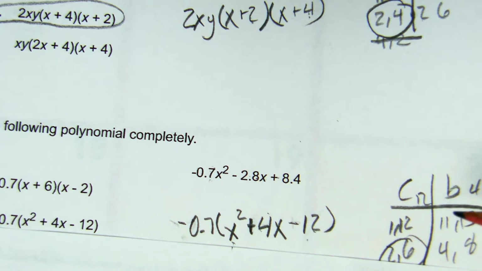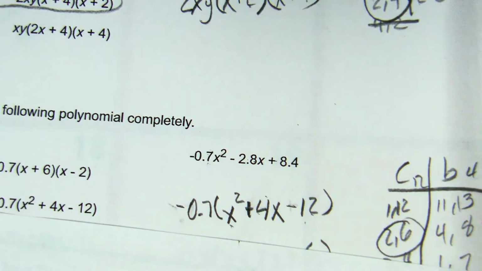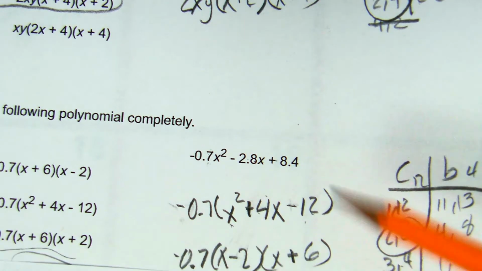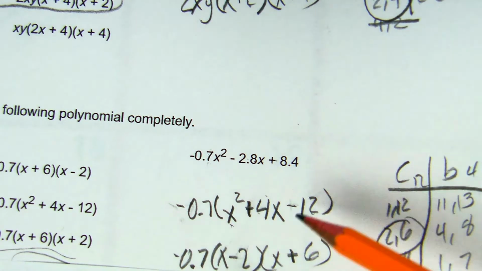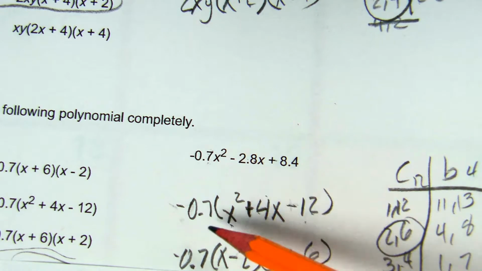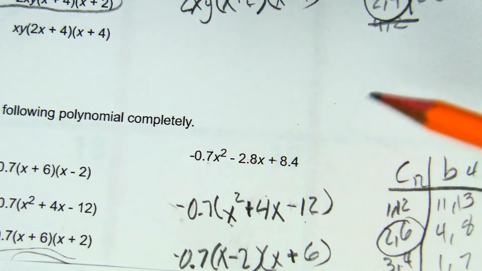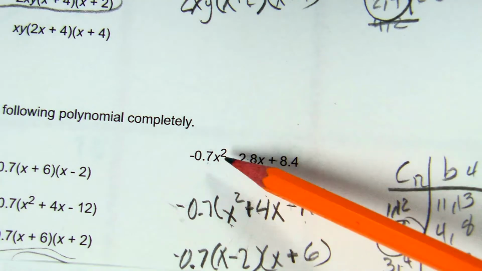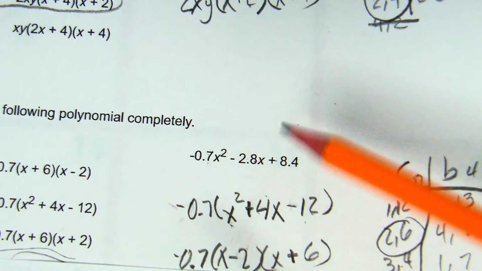Make your t-chart if you have to. The factors of 12 that combine and give you 4 are 6 and 2. And just set up your two sets of parentheses, just like you've been doing. So the moral of the story with this one is your GCF is allowed to be negative. It can be a decimal. It doesn't matter. But it'll always come out and it'll always form a positive 1.